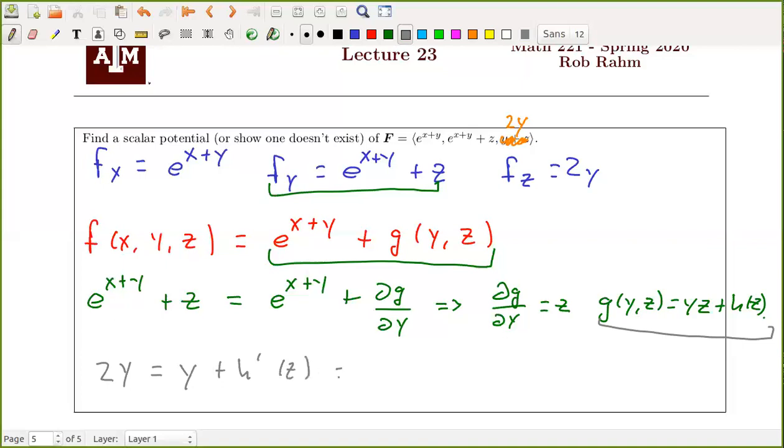Now notice what happens. Now we have that h prime of z is equal to y. This is the problem because h is a function of z alone. It does not depend on y, which means its derivative does not depend on y. If a function doesn't depend on y, its derivative can't depend on y. But now we're saying h prime of z is equal to y. And now this is a problem because h of z is only a function of z, not y. So this is the contradiction. So there is no potential.